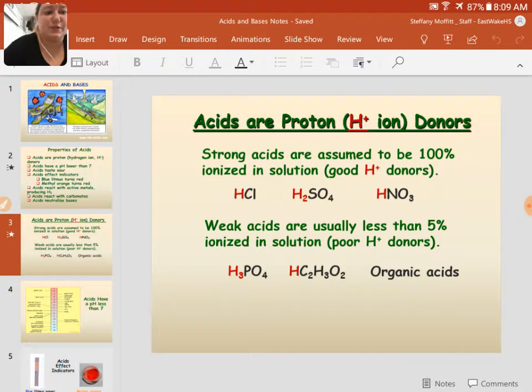Acids are proton donors, so basically if you see a compound with H or H2 in front of it, like the first thing, then it is a pretty good guess that it's an acid. Strong acids are assumed to be 100% ionized in solution, meaning they are really good at separating into their ions and donating that H plus cation. Weak acids are usually less ionized in solution, so they're not good donors, and they'll generally hang on to those hydrogens as opposed to the strong acids.